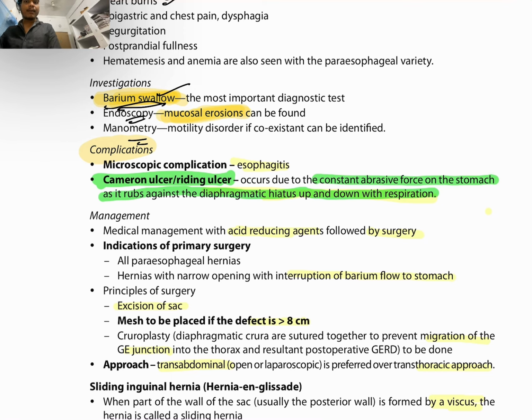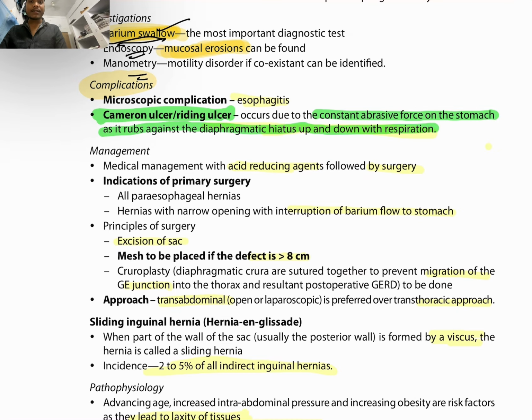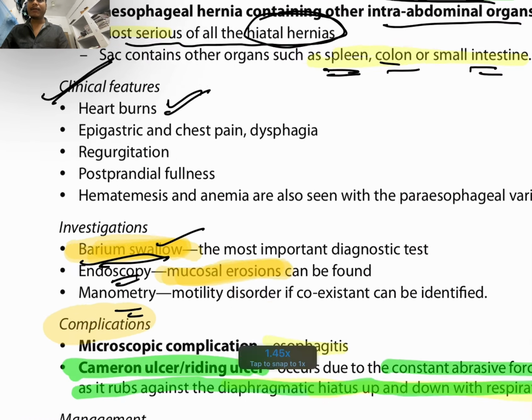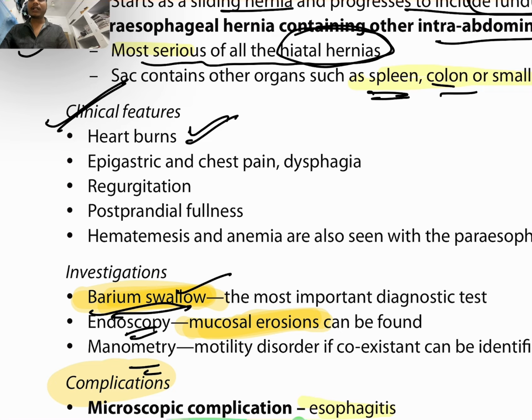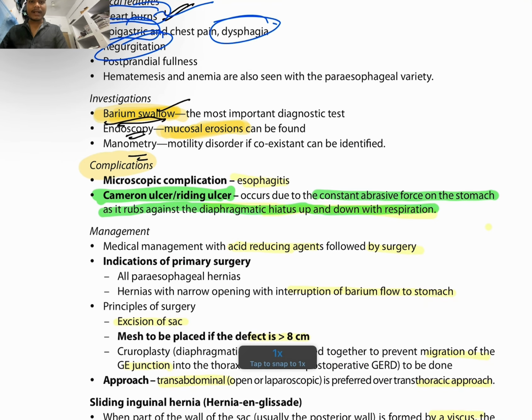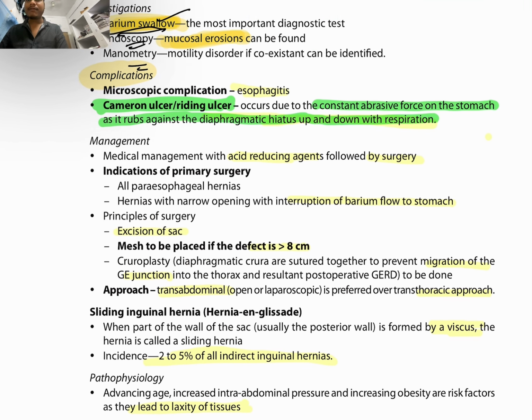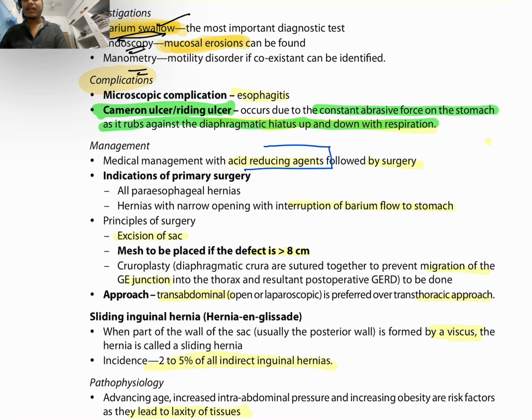So how will we manage the case of the acquired hernia? If you look at the clinical features, most symptoms are related to acidity, or due to secretion of the gastric juice, that is heartburn, as well as epigastric pain, dysphagia and regurgitation. All of the above are due to acidity, or secretion of the gastric juice. So for management, we will give acid reducing agents, and after decreasing the secretion, we will go for surgery.